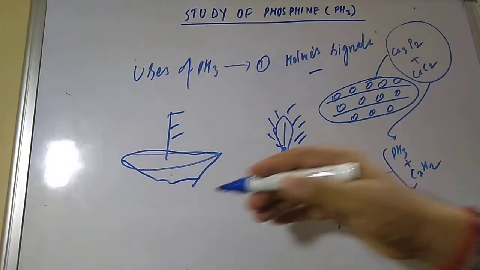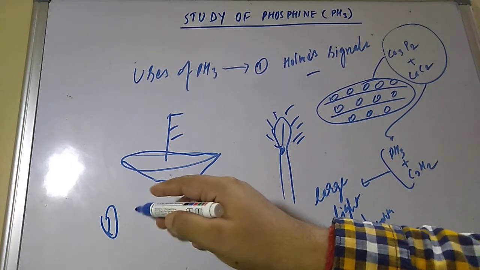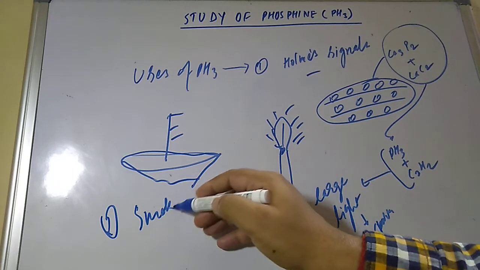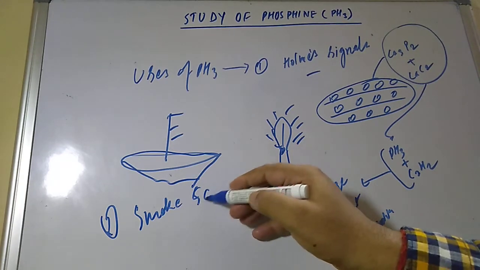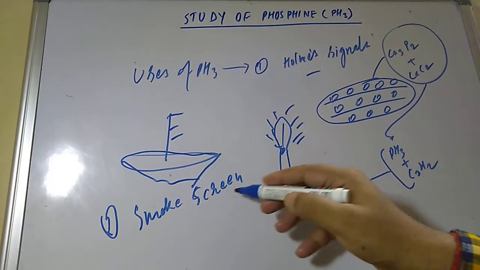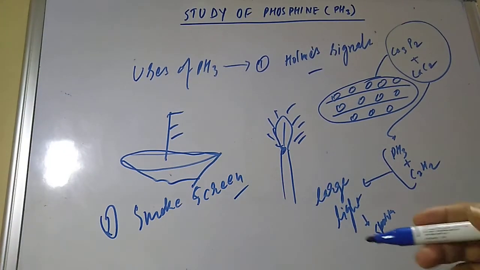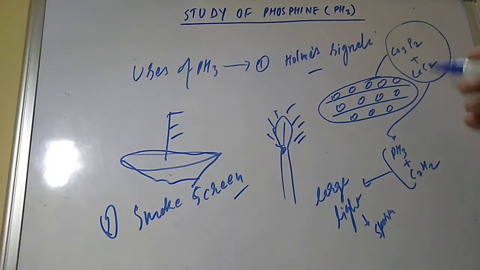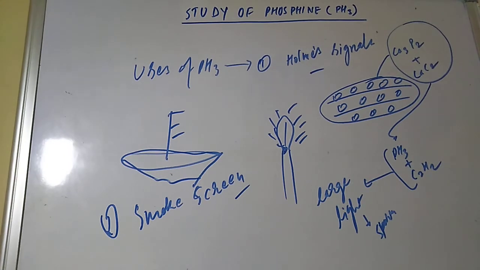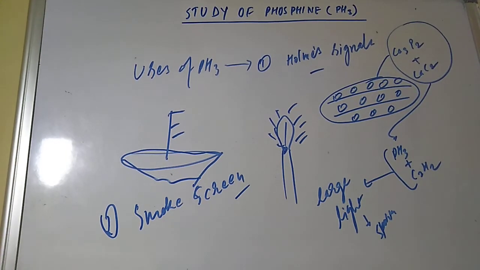And the second one is the smoke screen. Smoke screen means that phosphine burns in the water, so it provides the screen. So this is all about the study of phosphine.